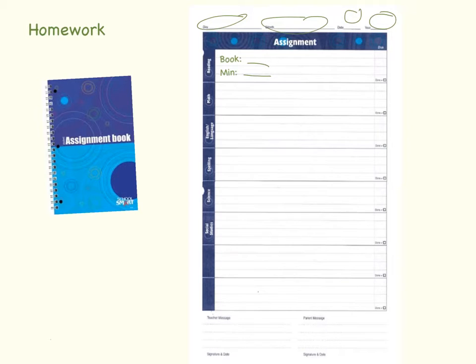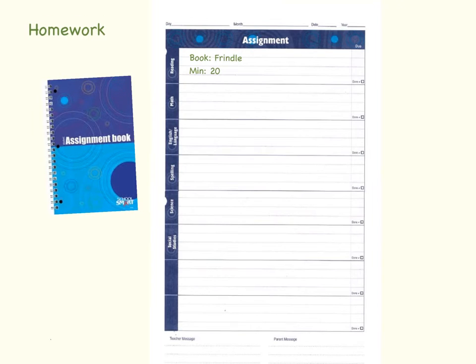This is to be completed at home after your child has read. It is our expectation that your child reads at least 20 minutes a night. So once they have completed their reading, they will write in the book, and then they will write how many minutes they read. So after your child has read at night, they may have something that looks a bit like this. So their book would be Frindle, and then their minutes would be 20.